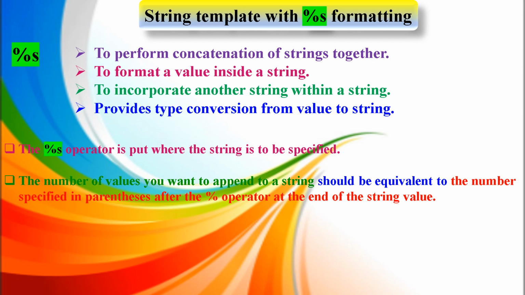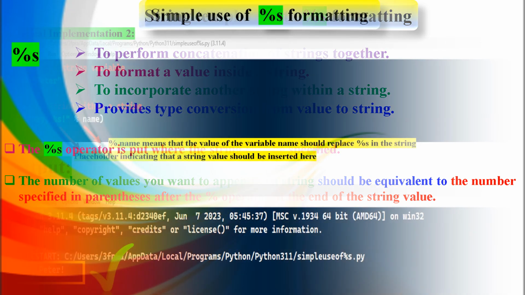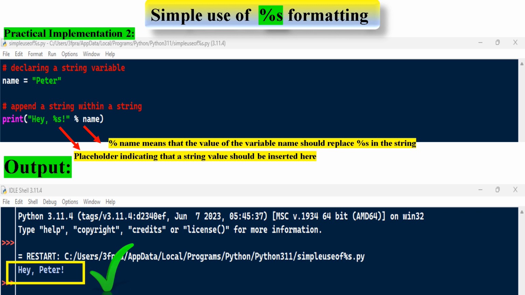The %s operator is put where the string is to be specified. The number of values you want to append to a string should be equivalent to the number specified in parentheses after the percentage operator at the end of the string value. Let's see an example for simple use of %s formatting. Open a new file in Python and type the following.